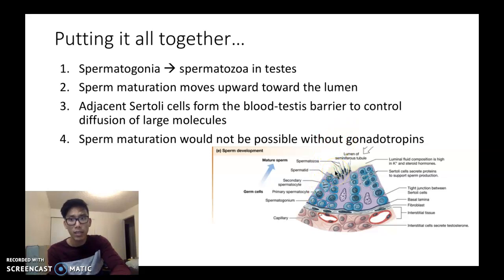And then finally, sperm maturation would not be possible without gonadotropins. Without gonadotropins, the Sertoli and Leydig cells and testosterone would be difficult to synthesize.